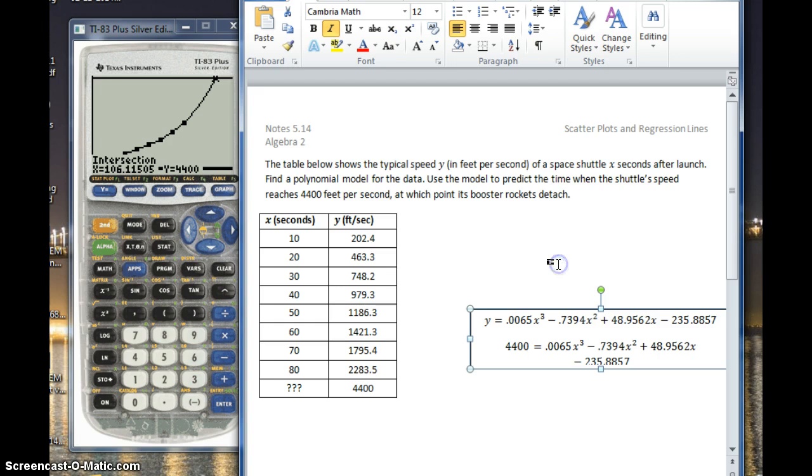So the answer to my question is this. Find a polynomial model for the data. Boom, there it is, the first one. And then the second part of the question is predict when the speed reaches 4400 feet per second. It reaches 4400 feet per second 106.115 seconds after launch.